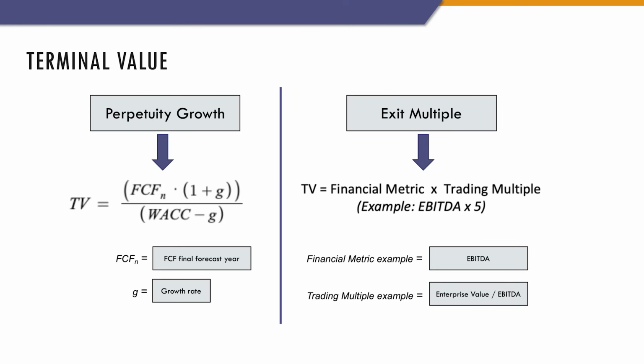Now the other method is known as the exit multiple, which assumes that the company is sold using a multiple of a metric. In this case, that's EBITDA, and the multiple being the enterprise value over EBITDA. That EV to EBITDA multiple is usually calculated by looking at other similar companies. So for instance, if you're Google, that might be Microsoft, and you look at their multiple, and based on that, you're going to be able to derive your own terminal value.